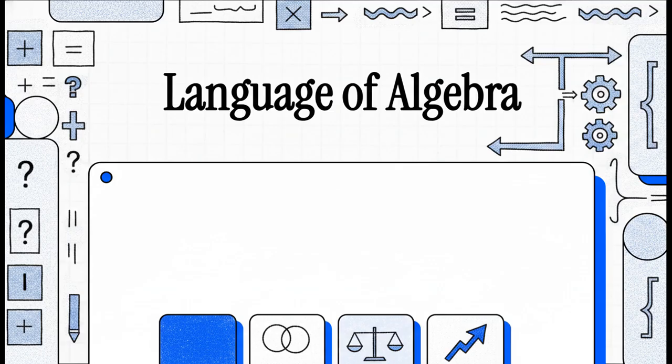But here's the real secret. It's literally just a system for communicating logic. So today, we're cracking the code. We're going to start with the most basic alphabet of math and work our way all the way up to translating complex, real-world sentences into elegant algebraic expressions.